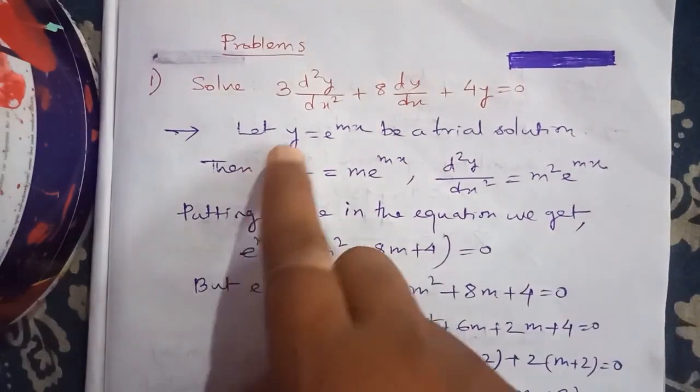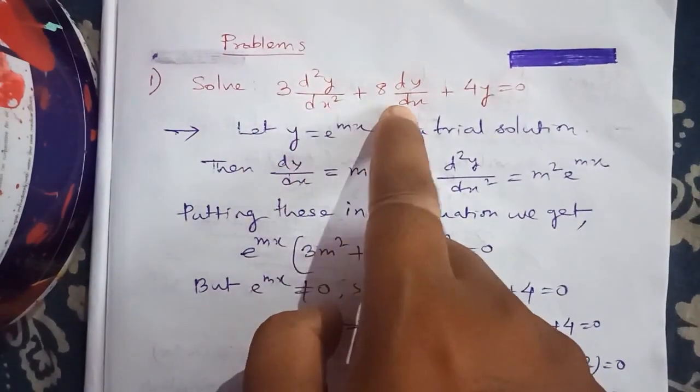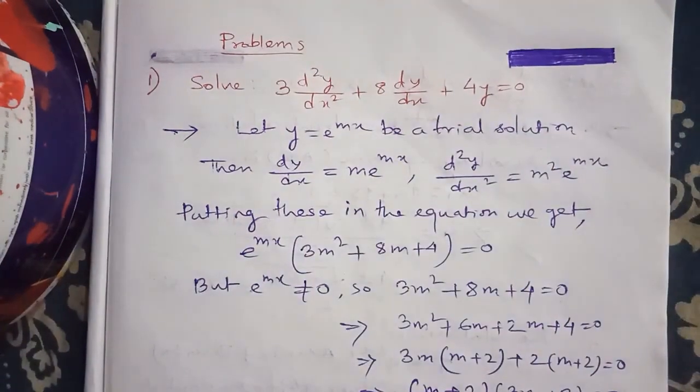I have shown some problems here. Problem number 1: solve 3 d squared y by dx squared plus 8 dy by dx plus 4y is equal to 0. So first what we will do is consider a trial solution. Let's assume that y is equal to e to the power mx is a trial solution.